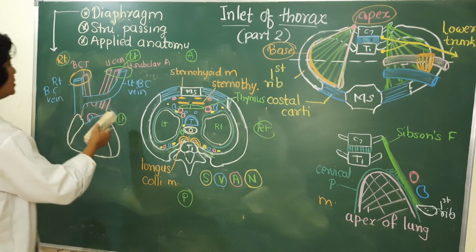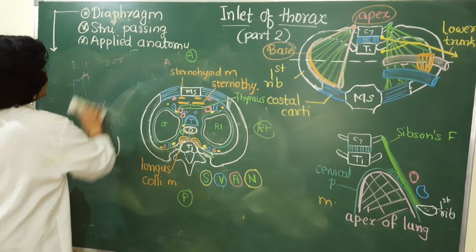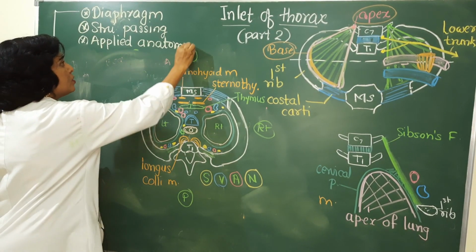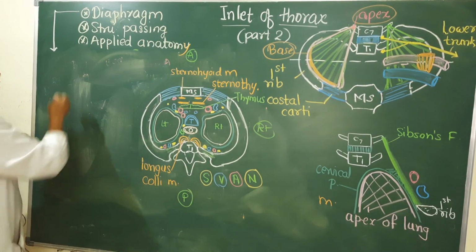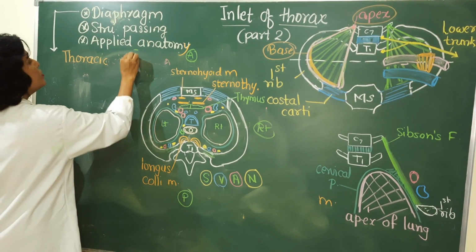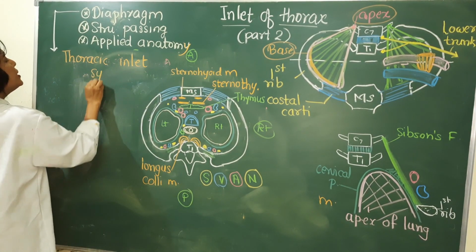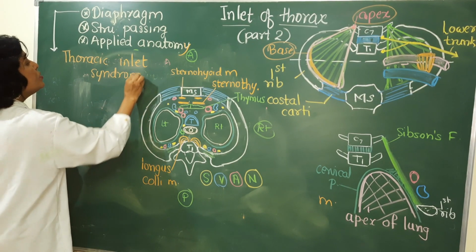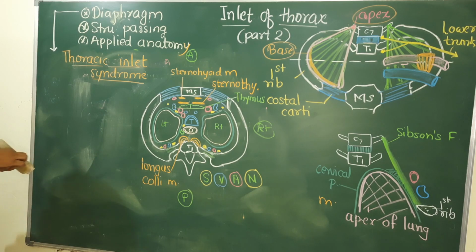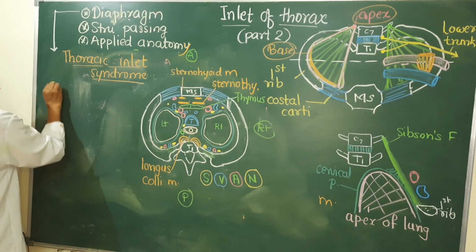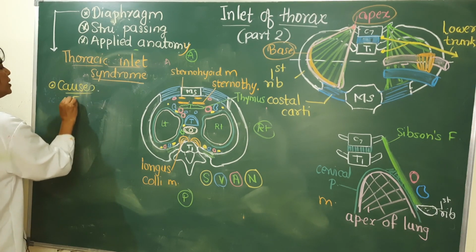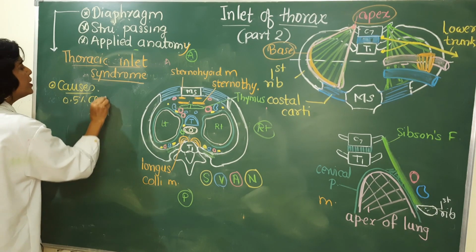Now coming to the last part, the applied aspect. The applied anatomy of the inlet of thorax is thoracic inlet syndrome. It is commonly called thoracic outlet syndrome in clinical practice, but it is one and the same. What are the causes of this syndrome? Sometimes, in 0.5% of cases, you get the presence of a cervical rib.